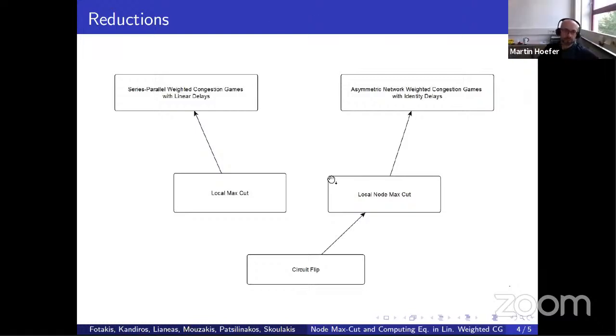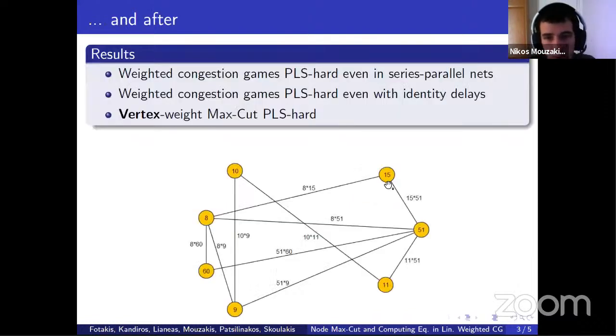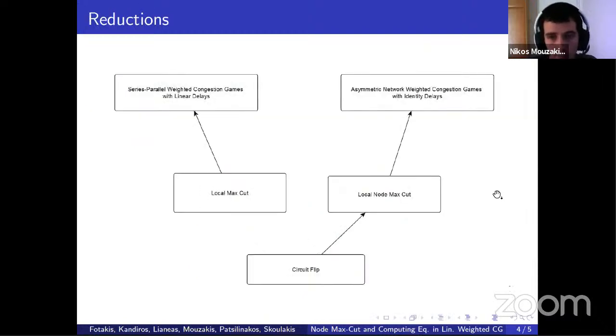Okay, thank you. Any questions for Nikos? Sure. Thanks for the presentation. When you do this reduction to local node max cut, it's probably a rather simple question, but do you know that the global version of this problem is also NP-hard? Yes, because the reduction from SAT to max cut applies to node max cut as well. Okay, I see, because all the edges are equal to 1 in the SAT reduction. Okay, that makes sense. Yeah.